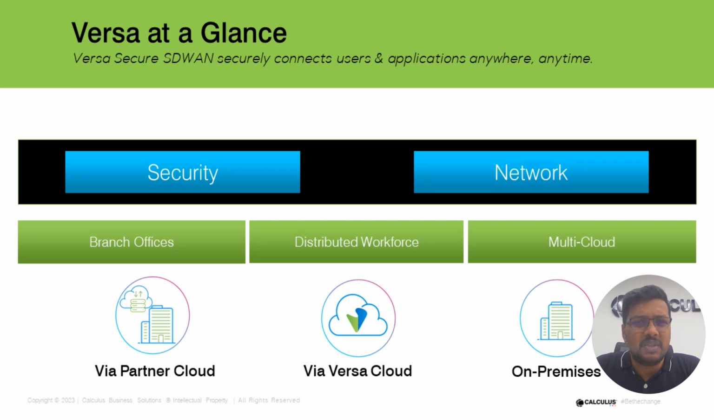Versa has built a robust platform that converges both networking and security. With this, they offer a solution to connect branch offices, home offices, or users anywhere, everywhere to applications, basically irrespective of their geography. The Versa Secure SD-WAN platform is delivered in different modes: as a cloud service by Versa themselves, or in a cloud hosted and managed by Versa authorized partners, or as per the need, it can be on-premises or hybrid as well.